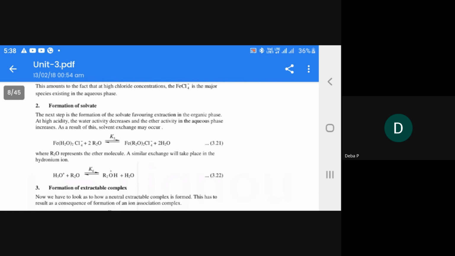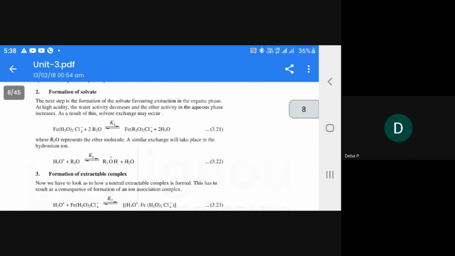We have already discussed this in the previous section, where there will be aqueous and organic media. So what will happen if the water activity decreases and the ether activity increases in the aqueous phase? As a result, solvent exchange may occur. This reaction will be in equilibrium and the equilibrium constant K5 is given. R2O will be exchanged with water, where R2O represents the ether molecule. A similar exchange will also take place with the hydronium ion, H3O+, which will be converted to R2OH+, and H2O will be released.